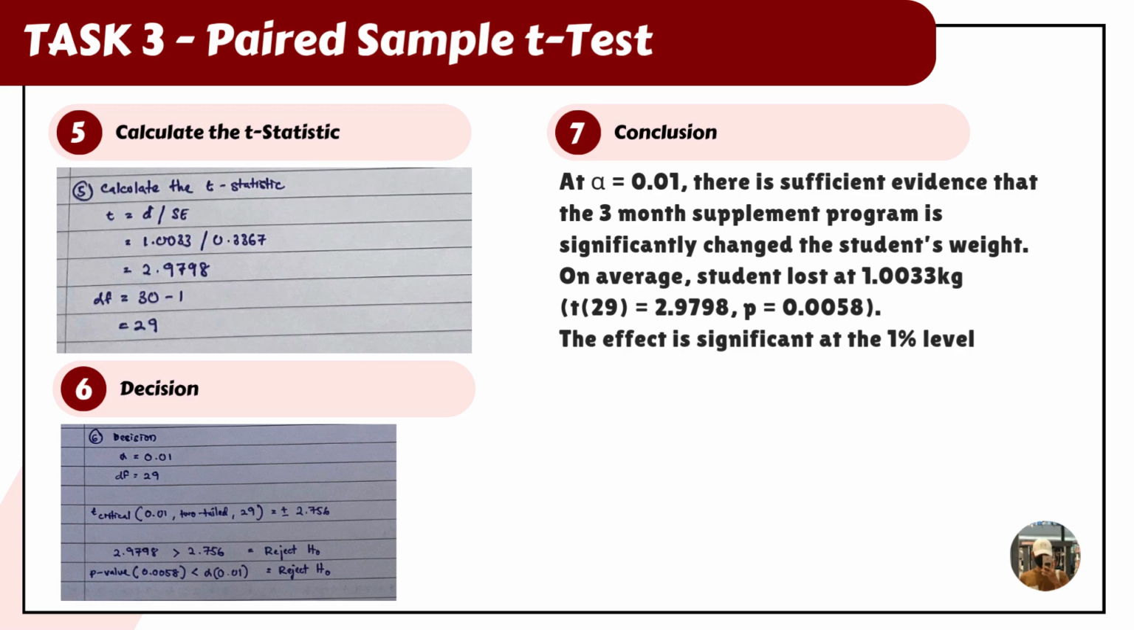And the last conclusion: at alpha 0.01, there is sufficient evidence that the 3-month supplement program significantly changed student weight. On average, students lost 1.0033 kilograms. That effect is significant at the 1% level.